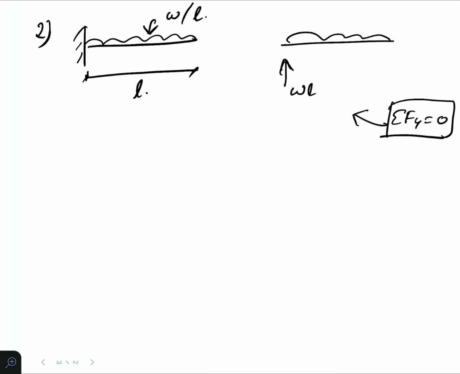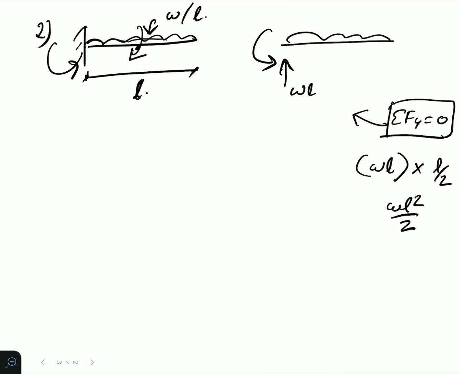Then you will have a moment in order to resist. See, the load is acting like this, so the moment should act like this. What is the moment acting? Load into perpendicular distance. The load we have is W per length into L, so WL is the total load, into the centroidal distance will give you the moment. The length is L, which means the centroid is at L by 2. So WL squared by 2 will be our moment. This value is WL squared by 2. Okay, this is the free body diagram.